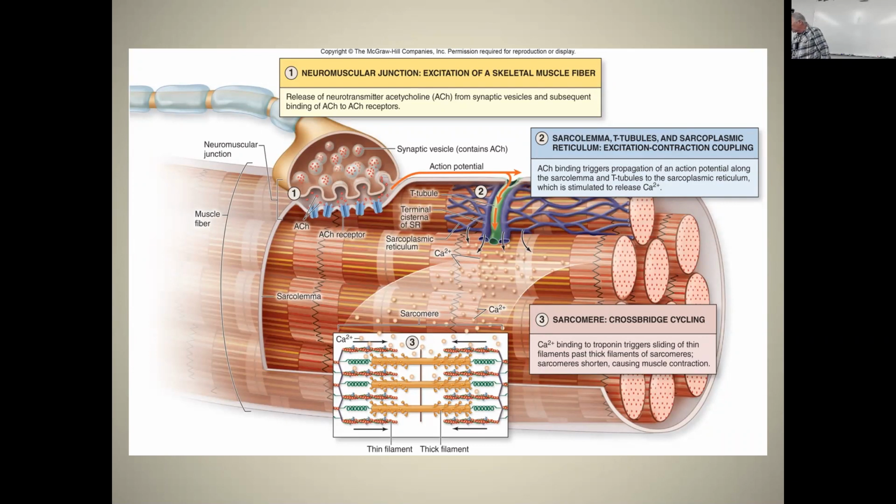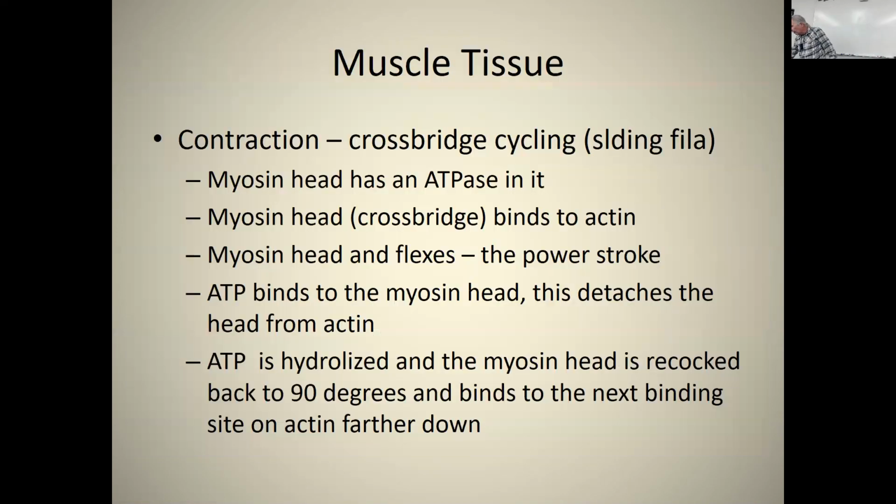So, release of neurotransmitter from synaptic vesicles and subsequent binding of ACh to ACh receptors on the sarcolemma and T tubules triggers propagation of an action potential along the sarcolemma and T tubules to the sarcoplasmic reticulum, stimulating it to release calcium. Calcium binding to troponin triggers sliding of thin filaments past thick filaments of sarcomeres. Sarcomeres shorten, causing muscle contraction. So we're going to see that. I think this should be in the next slide.